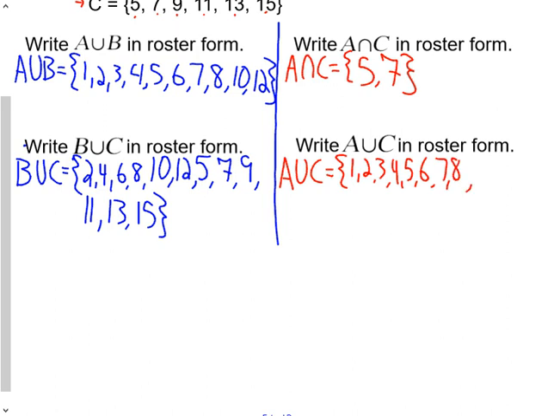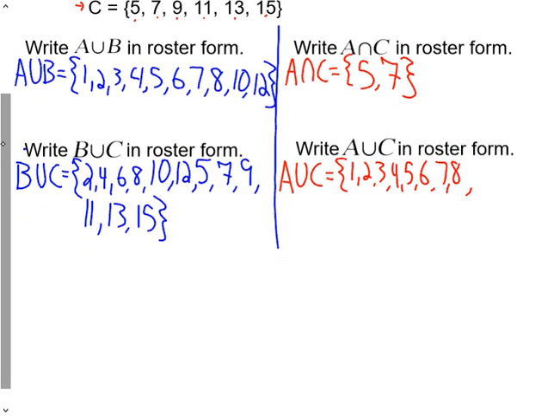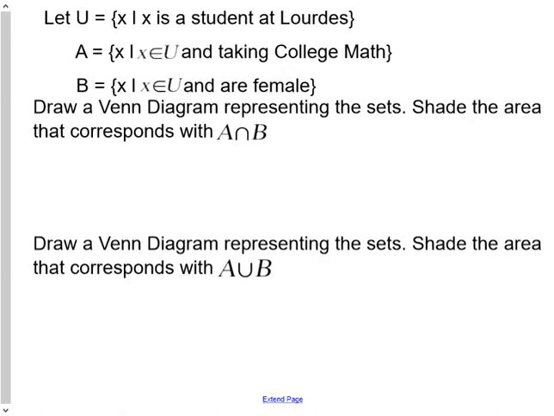So there's my 1 through 8. And then again, what is C? C is 5, 7, 9, 11. We got 5, 7. I need 9, 11, 13. I'm running out of space, so I'm going to go down here. And 15. And that is all elements that are in A and also elements that are in C. A or C, sorry, there's a word.